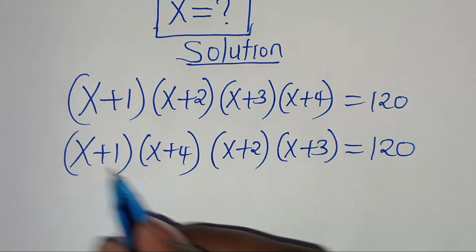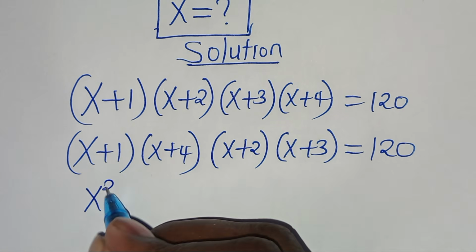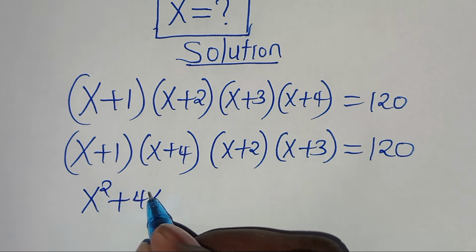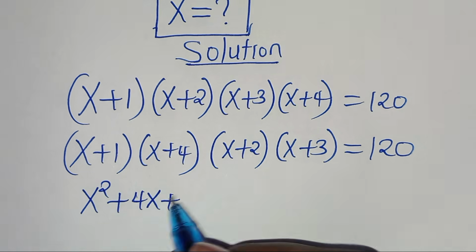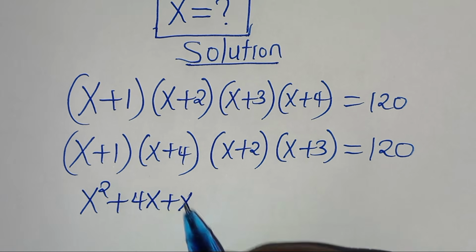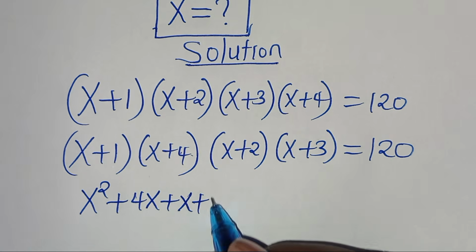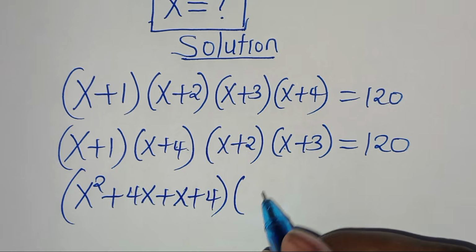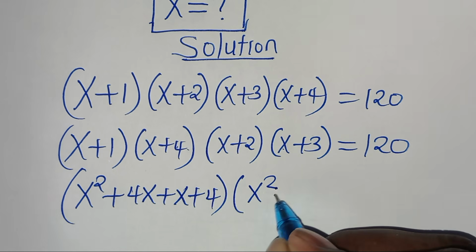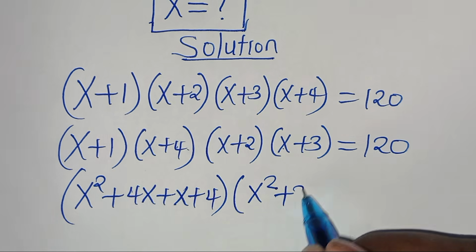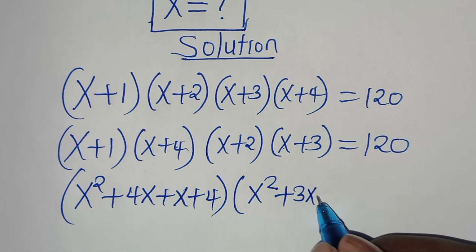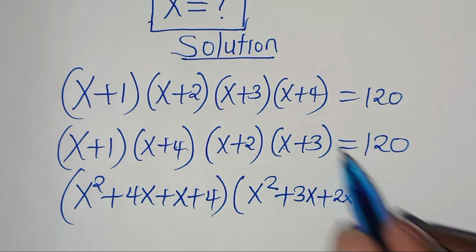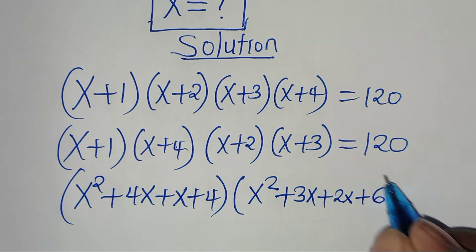Now this is x times x, this is x to the power of 2, then plus x times 4, this is 4x, then plus 1 times x, this is x, then plus 1 times 4, this is 4. Then here we have x times x, this is x squared, then plus x times 3, this is 3x, then plus 2 times x, this is 2x, then plus 2 times 3, this is equal to 6, and this is equal to 120.